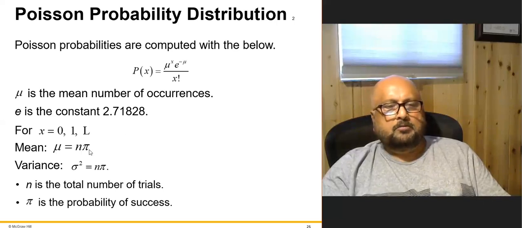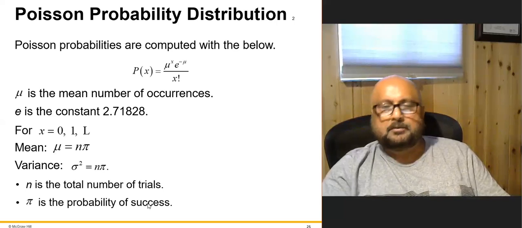And the mu formula is n pi, just like a binomial, and the variance sigma squared is also n pi in this case. So once we have these formulas, we can simplify them and use them, right? n is the number of trials, pi is the probability of success.